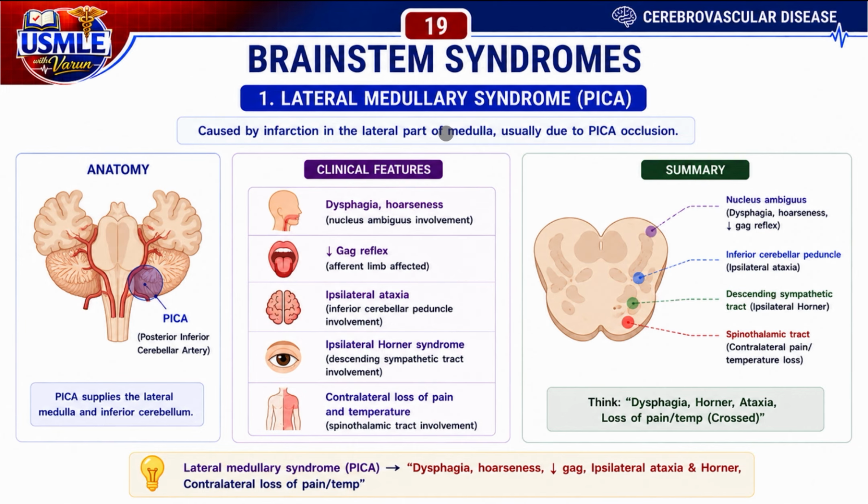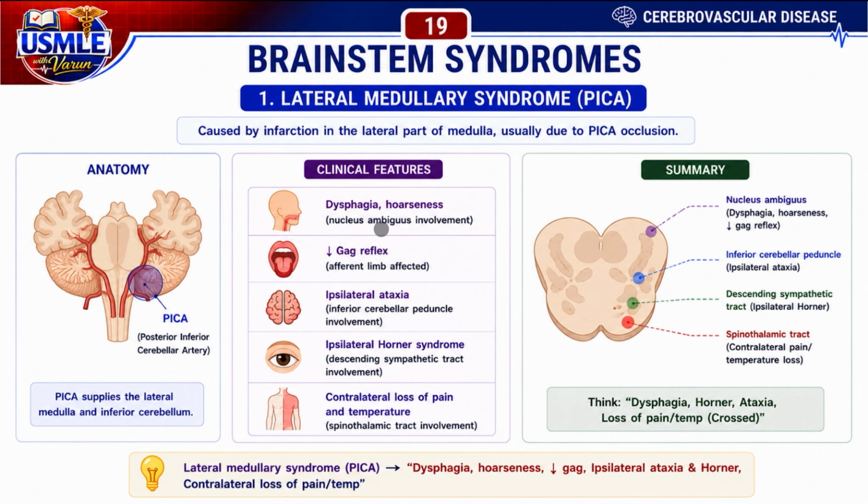Coming to the lateral medullary syndrome, that's associated with the PICA. So this is also called the Wallenberg syndrome. So the key features of this lateral medullary syndrome could be difficulty swallowing, hoarseness, reduced gag reflex due to afferent limb involvement. So it's most commonly the glossopharyngeal nerve. And also there's loss of pain and temperature on the opposite side of the body, and also there's ipsilateral Horner syndrome. So this is a classic exam pattern.